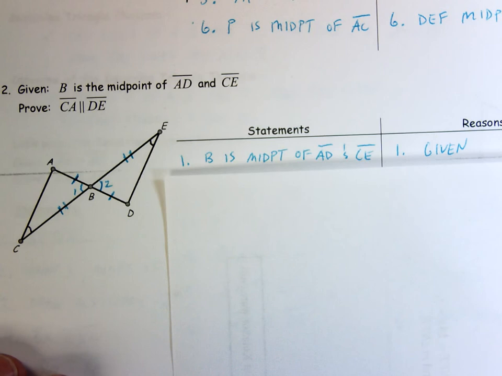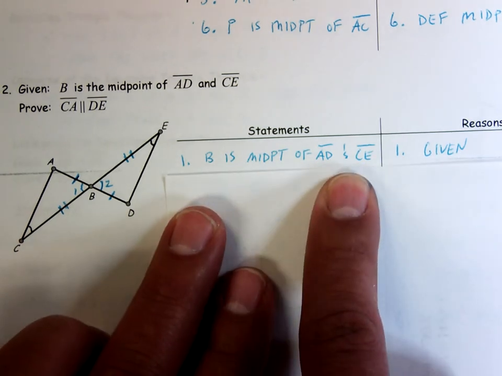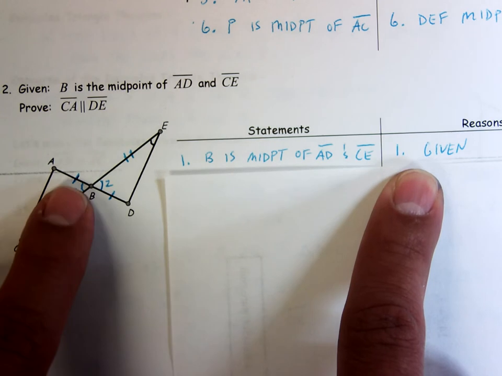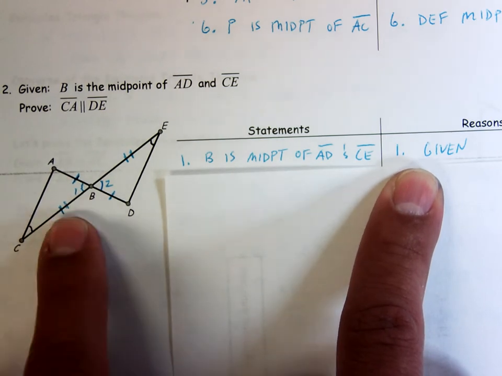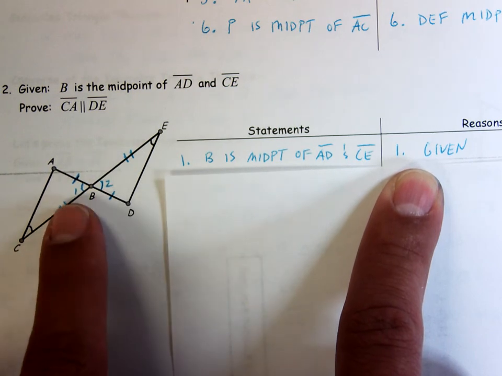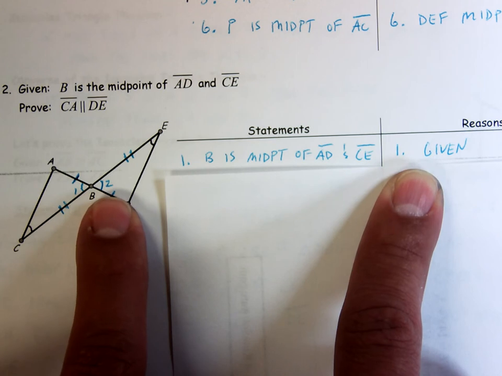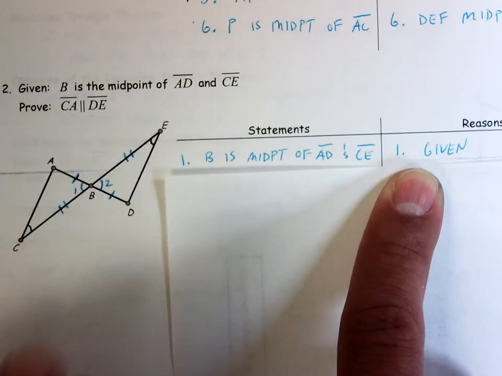I start with the given, like I always do. B is the midpoint of AD and CE. Given this, I mark up my picture, so I put one tick there and one tick there. And I put two ticks and two ticks. Well, I also know these are vertical angles, so I label them. I call that one angle 1 and I call that one angle 2. And I'm trying to show that CA is parallel to DE.